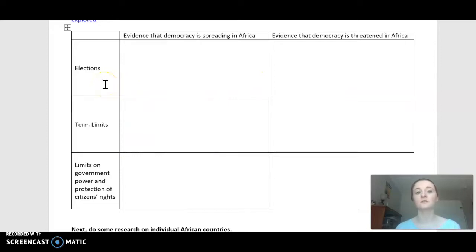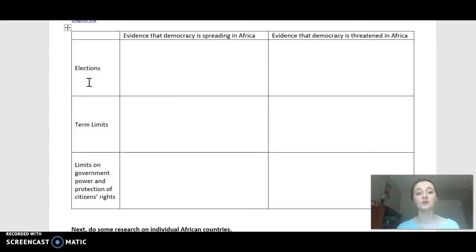So the first is dealing with elections. You need evidence that democracy is spreading with regards to elections in Africa, and then some evidence that it's threatened, meaning it's not doing so well. So think of this column as evidence that they're succeeding, and this is evidence that they're failing. Okay. Elections are dealing with electing officials. So voting, that's what you're looking for when it says elections.